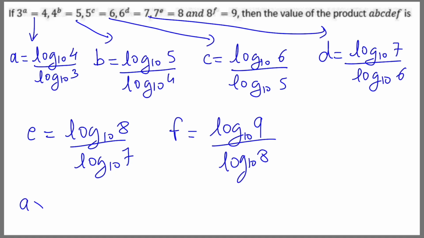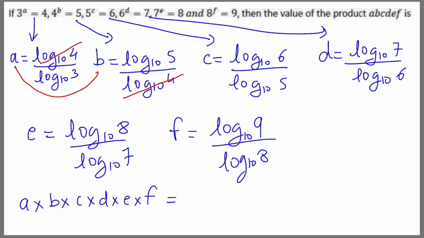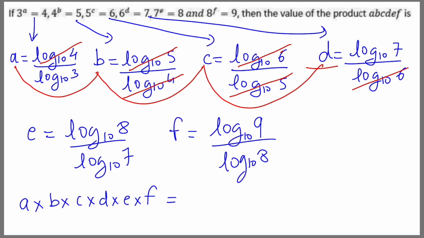I'll multiply A into B into C into D into E into F is equal to, on multiplying, log 4 to the base 10, and log 4 to the base 10 will get cancelled out when you multiply A and B. Similarly, log 5 to the base 10 and log 5 to the base 10 will get cancelled out if you multiply B with C. If you multiply C with D, log 6 to the base 10 gets cancelled out. If you multiply D and E, log 7 to the base 10 cancels out. And if you multiply E with F, log 8 to the base 10 cancels out.